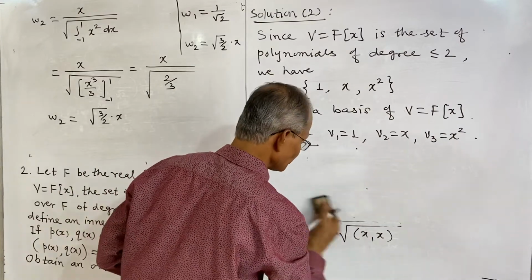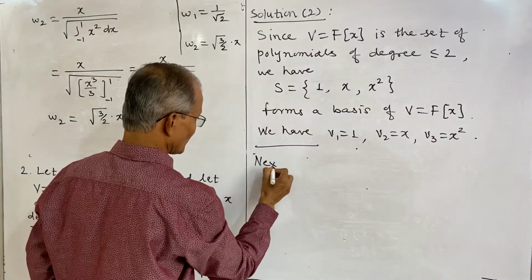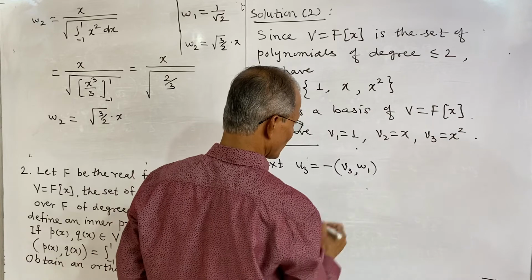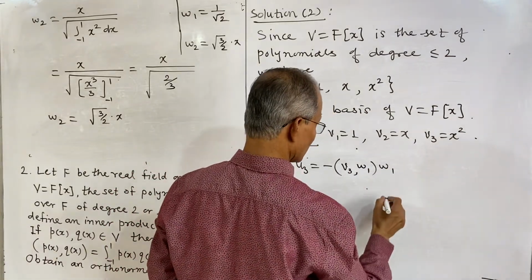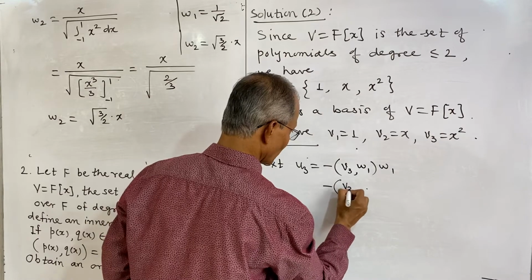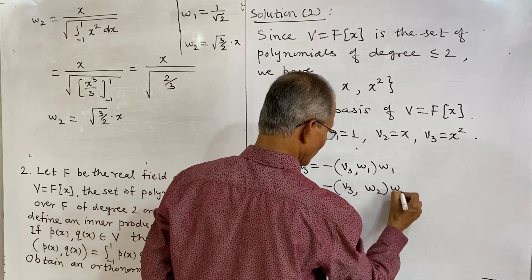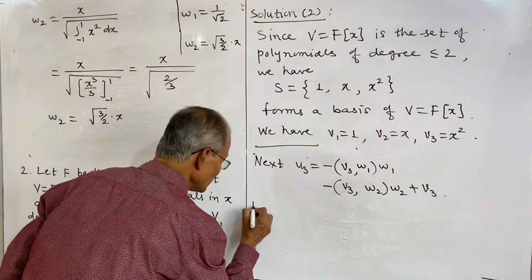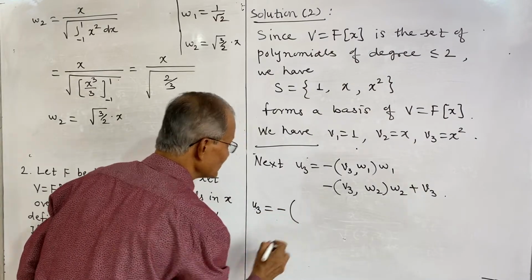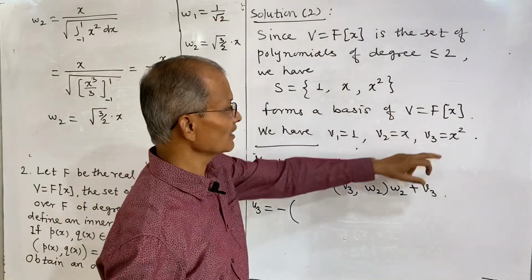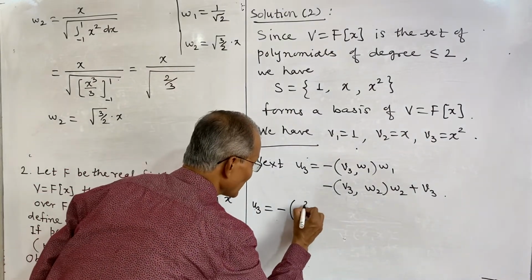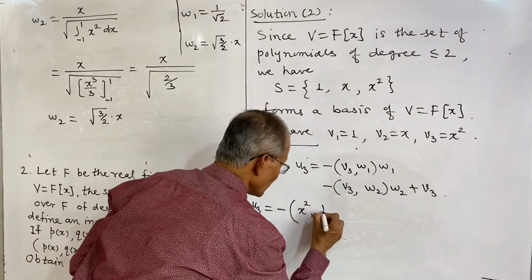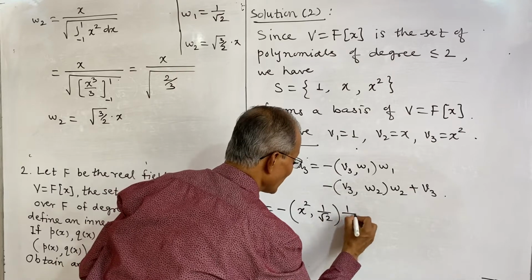Next, u3, we know it is v3 minus the inner product of v3 with w1 multiplied by w1, minus again the inner product of v3 with w2 multiplied by w2. So this is the expression for u3. Thus u3 is equal to v3 minus the inner product of v3, which is the third vector x square, with w1. What is w1? It is 1 by root 2, multiplied by 1 by root 2.